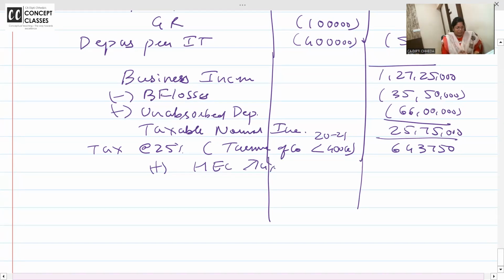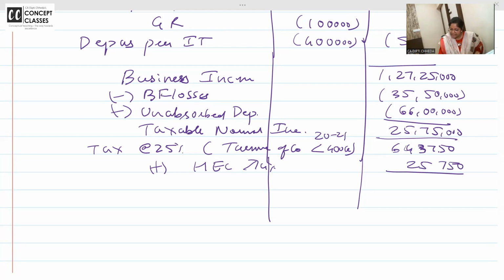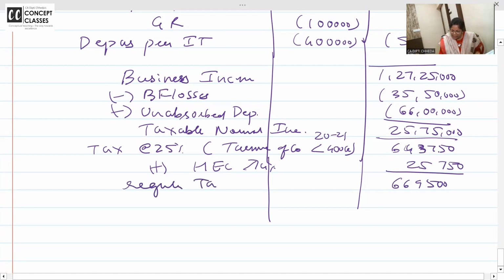It was quite a big problem. We took more than 20 minutes, but it's a nice problem. Just add 25,750. Six lakh 69,500 is your regular tax. I call it as BBIT.